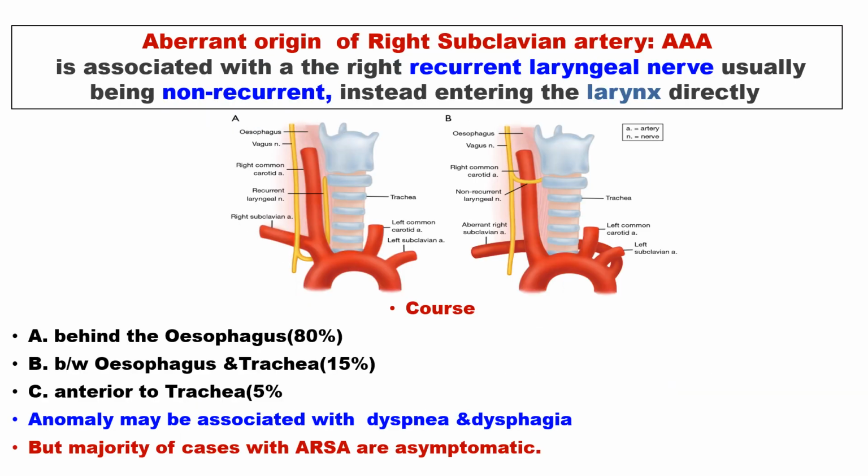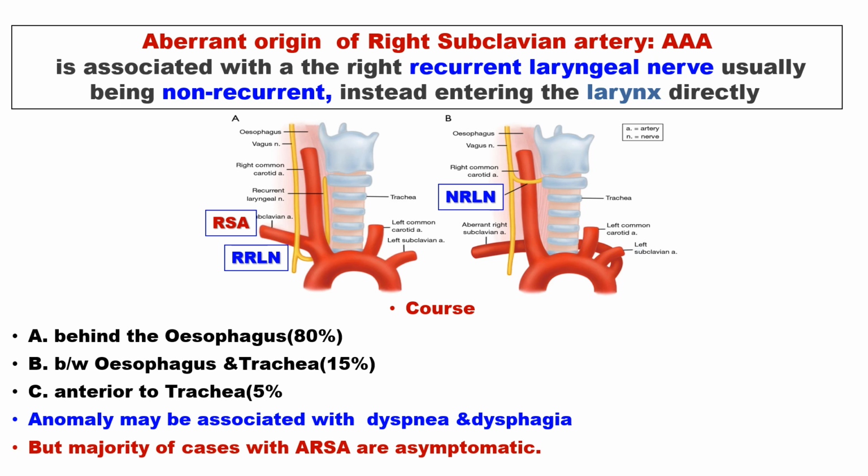Aberrant origin of right subclavian artery is associated with the right recurrent laryngeal nerve, which normally hooks round the right subclavian artery. Because of the absence of the right subclavian artery on the right side, the recurrent laryngeal nerve is now known as the non-recurrent laryngeal nerve and it enters the larynx directly.